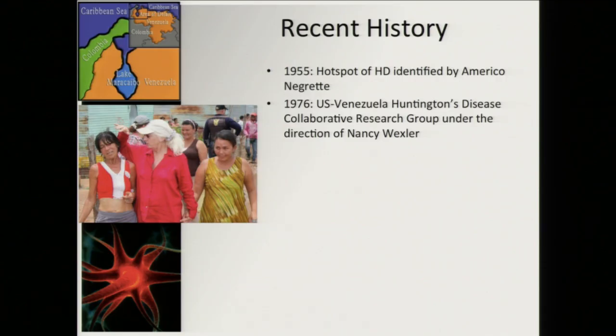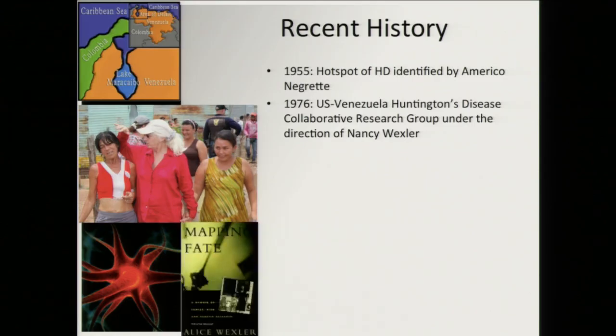She's here with some of the people in Venezuela in this area who are affected by the disease, and it's really been her life's work to learn about the disease, learn about the genetic basis of disease, and help people as much as possible. So Nancy herself is quite an interesting woman. She is at risk for Huntington's disease herself, growing up in a home in which, I believe, her father was afflicted with the disorder. And her sister, Alice Wexler, is a famous novelist and wrote a book called Mapping Fate about her upbringing in this environment.